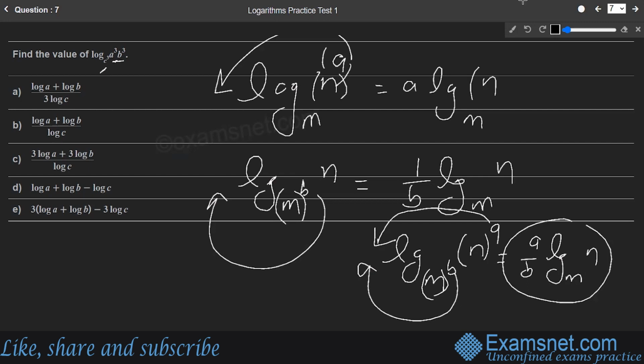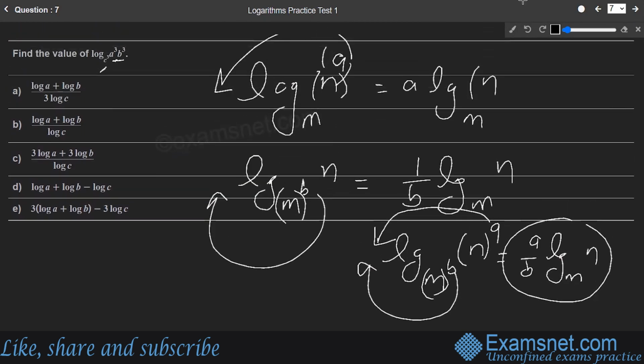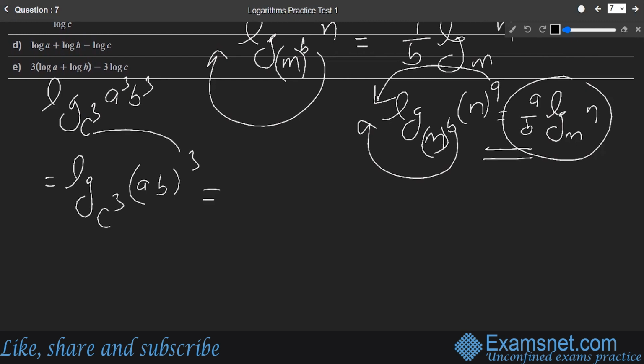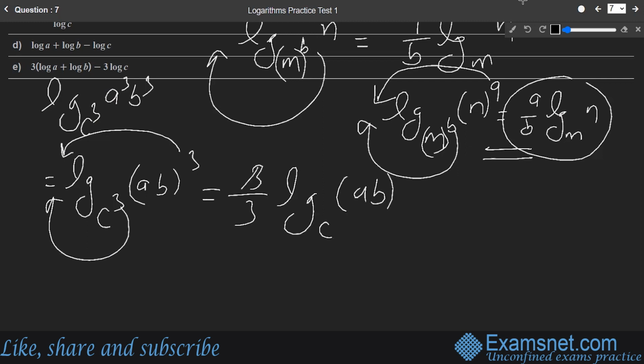Now let us use this property in the question given to us. They ask for log base c cube of a cube b cube. Let us rewrite this as log base c cube of (a b) whole cube. Both have powers, so we use the property as discussed earlier. This 3 can be brought back here, and the base power can be brought back here again. So it can be written as 3 by 3 log base c of ab. Then 3 and 3 get cancelled, and we are left with log base c of ab.